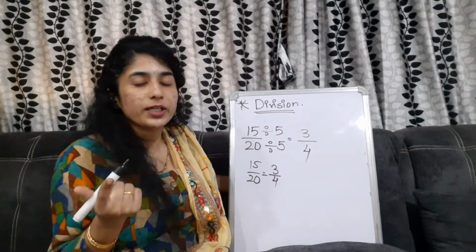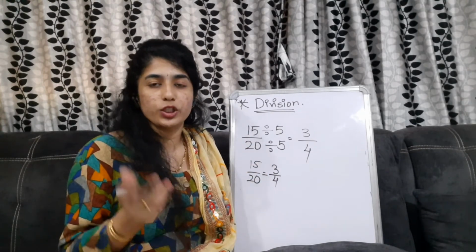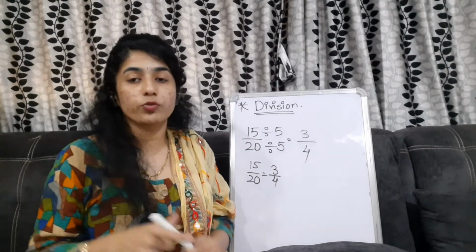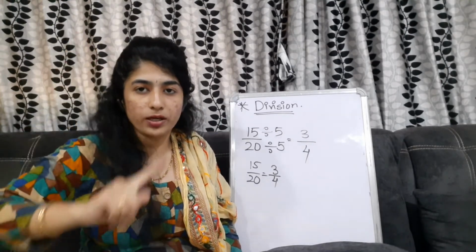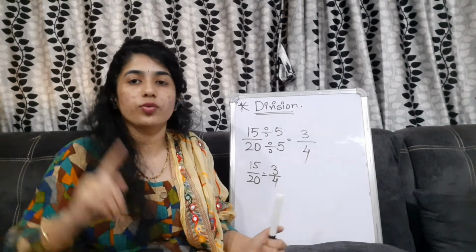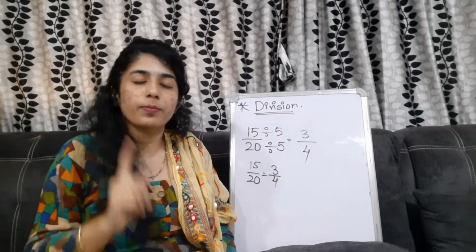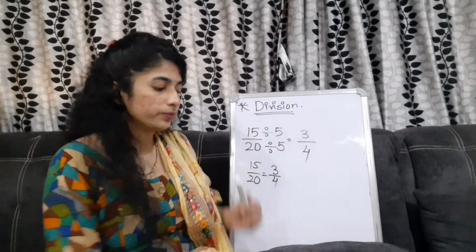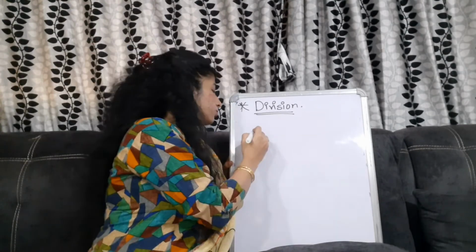The way you do in multiplication, what is the rule in multiplication? If you are multiplying, you will multiply the same number both up and down, that is numerator and denominator. Same goes with the division. You will divide both numerator and denominator by the same number. Understood? I'll take another example.